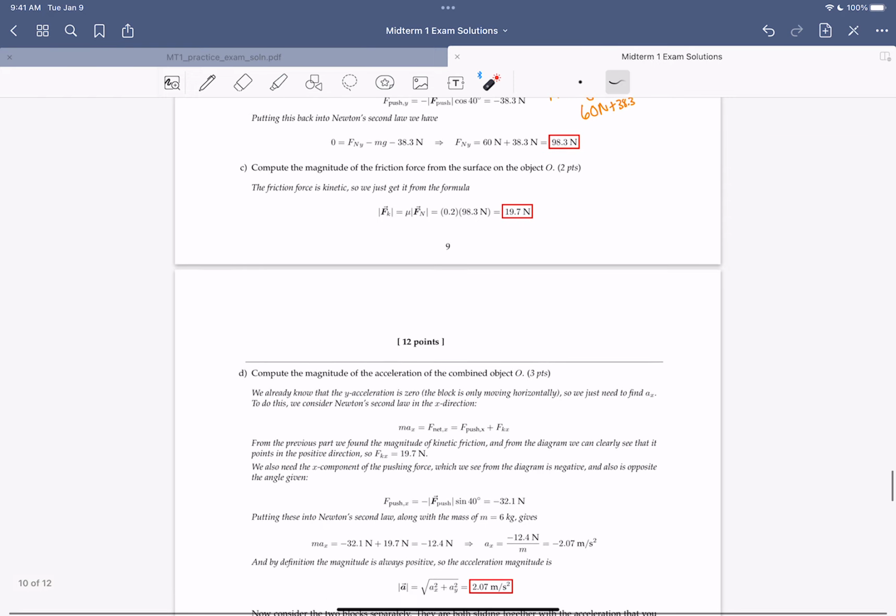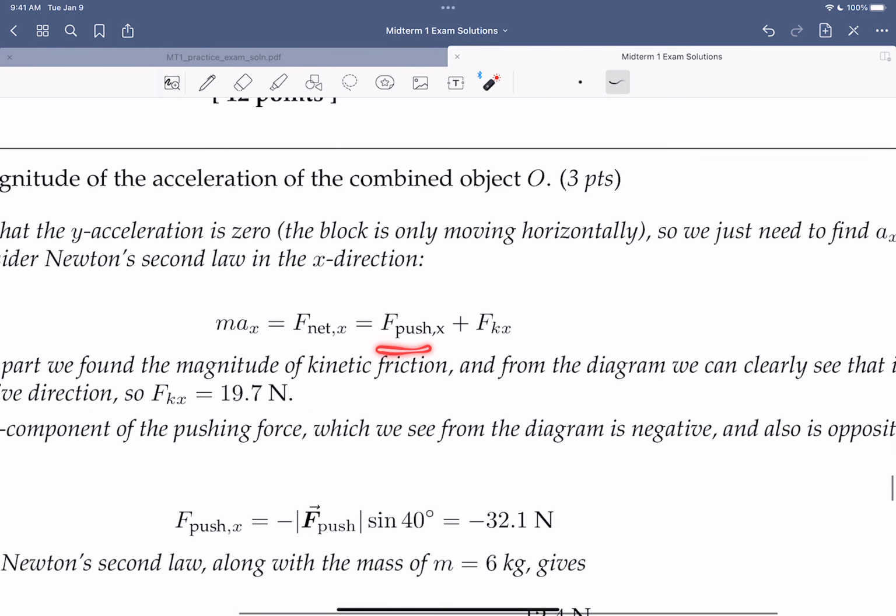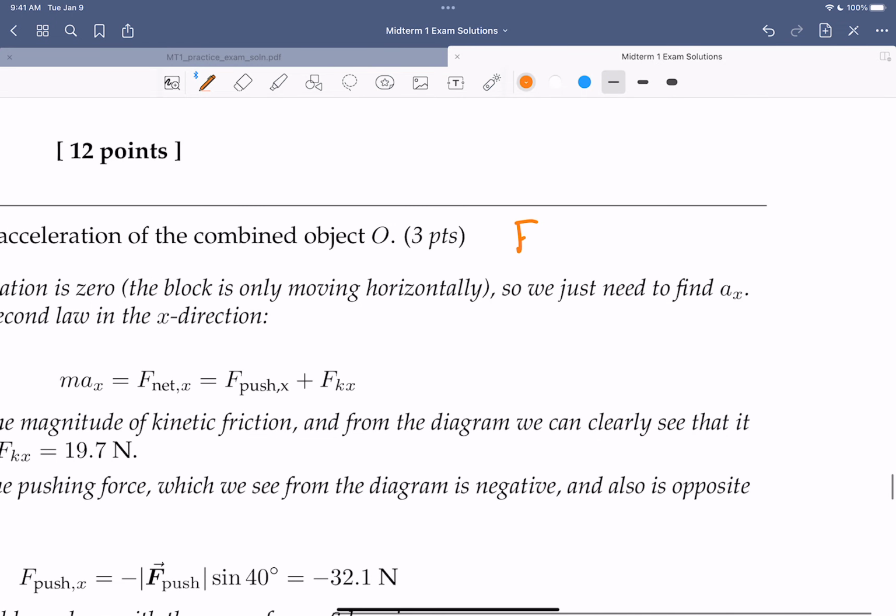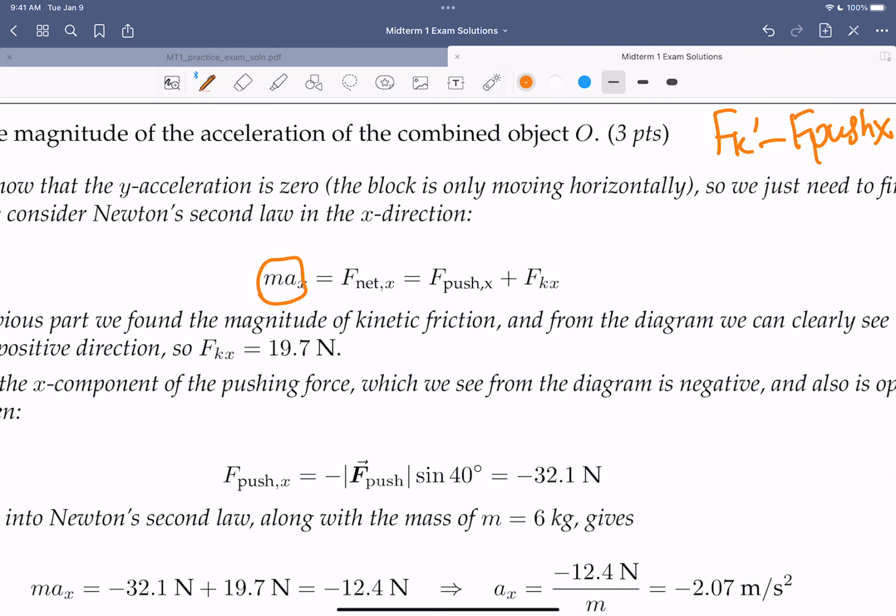So the forces that are concerned in the x direction are F push x, the x component of the F push force, and kinetic friction. Once again, I don't like adding everything up. I like to integrate the direction. So I know F push x is actually negative. Fk prime is opposing my movement to the left, so that's positive, and then minus F push x, which is negative, and that's equal to my F net x, and that's equal to max here.